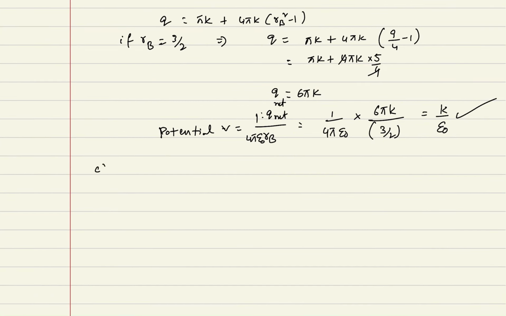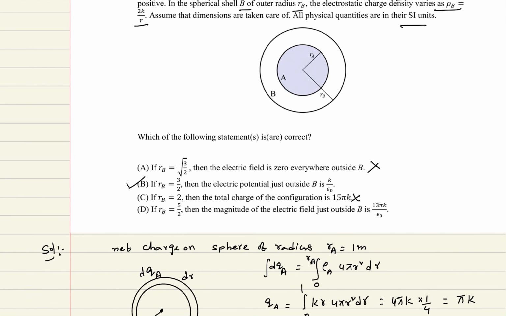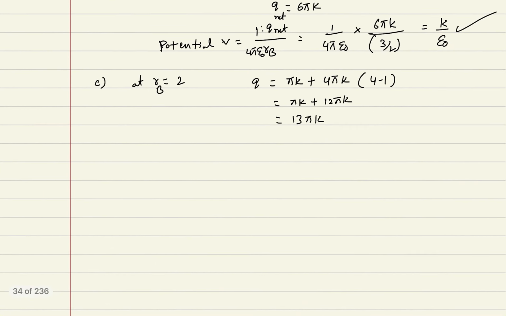Now RB is 2, and you have to calculate how much the charge is. Now option C, I am calculating at R equal to 2, RB equal to 2. Charge Q can be written as pi k plus 4 pi k (2 square, 4, minus 1). You can get pi k plus 12 pi k, 3 into 4. So you can get 13 pi k. According to the question, it was given as 15 pi k. So 15 pi k is wrong.